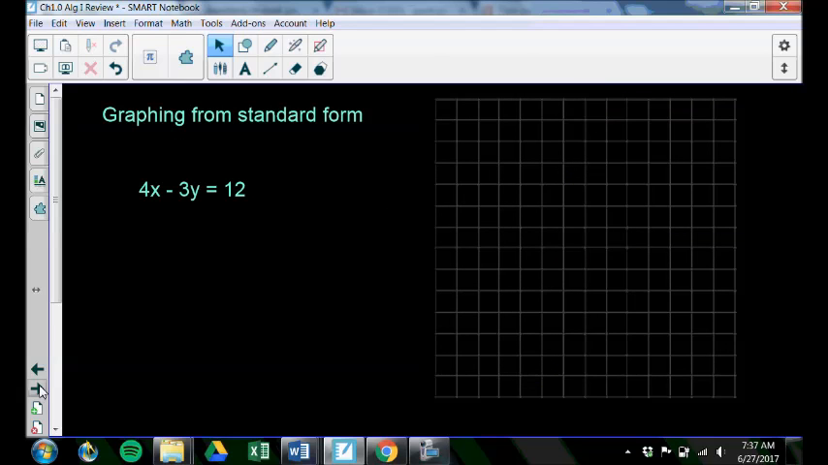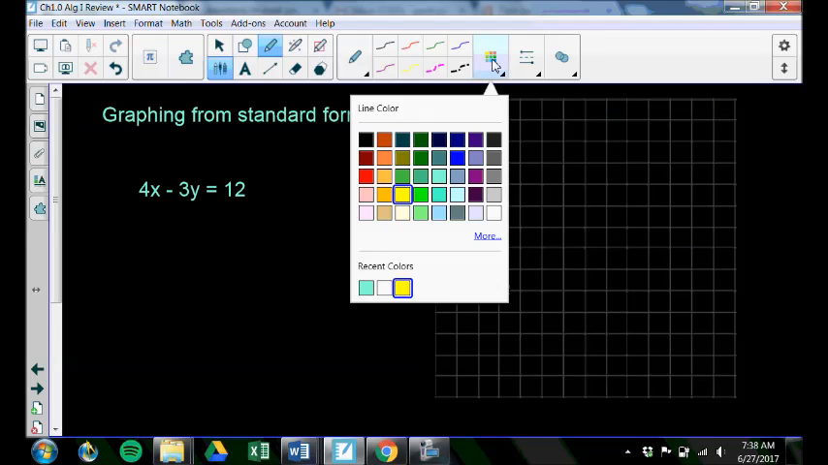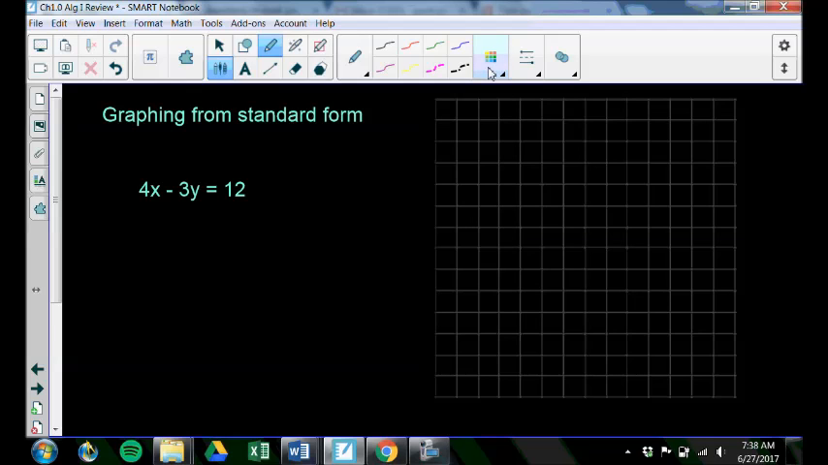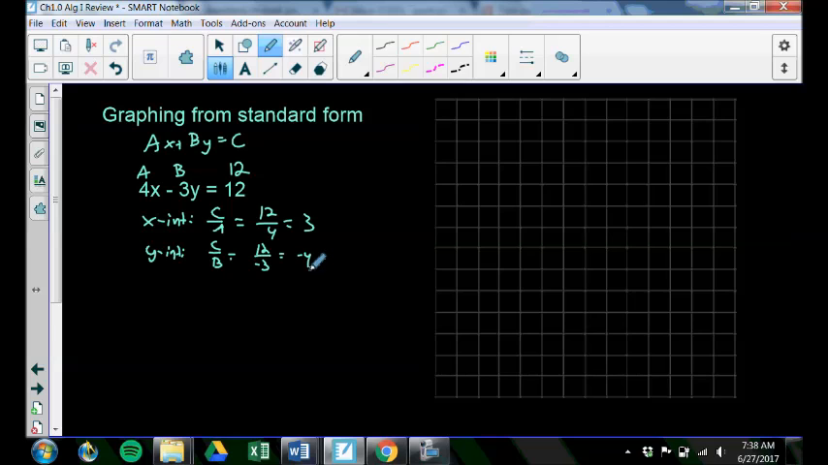This is standard form. Standard form is ax plus by equals c. It doesn't tell you anything right away, but you can find things really easily. The x-intercept is always c divided by a, which in this case is 12 divided by 4, because a is 4, b is -3, not +3, but -3, and c is 12. So c divided by a gets you the x-intercept, which is 3. The y-intercept is c divided by b, which is 12 divided by -3, which is -4.